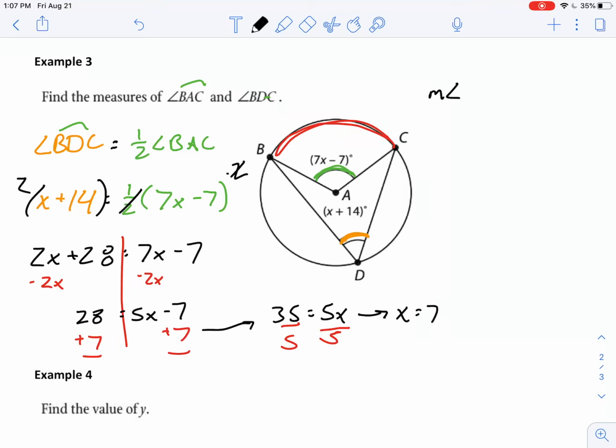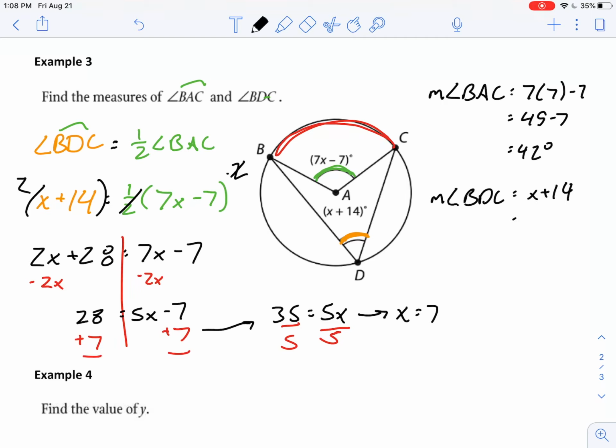So the measure of angle BAC, if x is 7, is 7 times 7 minus 7. That's 49 minus 7, which is 42. So that's 42 degrees. Doesn't look like it's 42 degrees, but that's what they're saying it is. And the measure of angle BDC is x plus 14, which is 7 plus 14, which is 21 degrees. So those are the measures of my two angles.